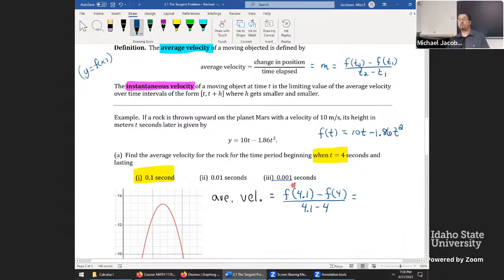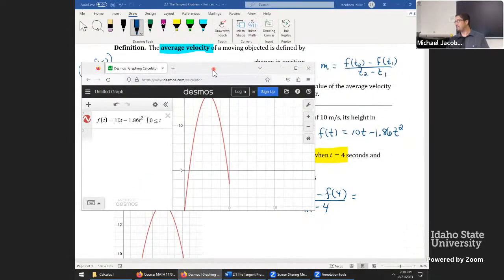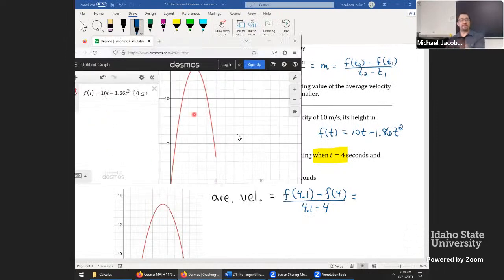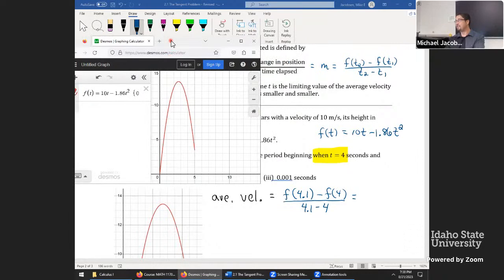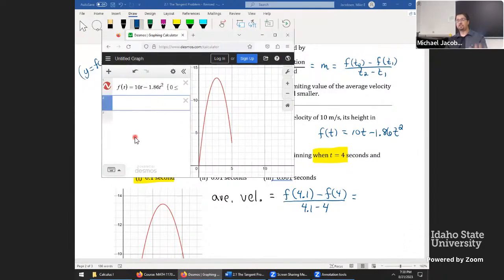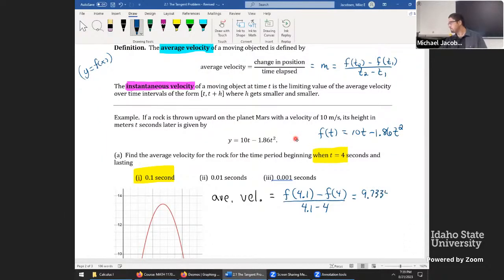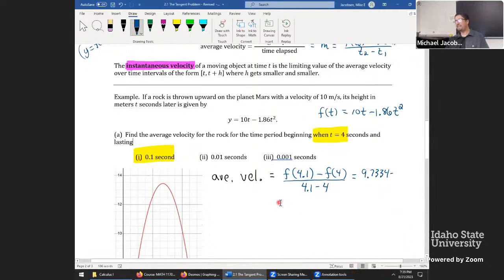First thing we need is f at 4.1. There's a lot of ways to calculate that, but let me show you a slightly longer but completely valid way of doing it, and I'll show you some shortcuts right after. Pretend that this field right here is your TI-30XA or the other version, and it says f of 4.1. I'm just putting 4.1 in this location and that location, squaring it. You could just type it left to right, 10 times 4.1 minus 1.86 times 4.1 squared. It tells me the value comes out as 9.7334. So I'll just throw that in. This is not the fastest way to calculate it, but it gets the job done.